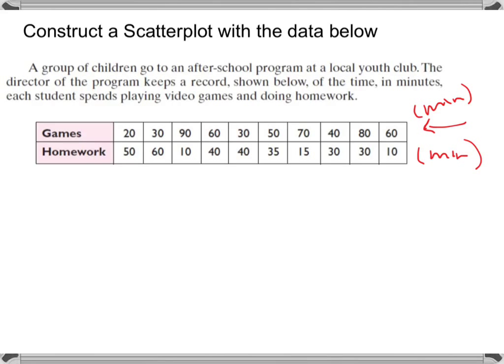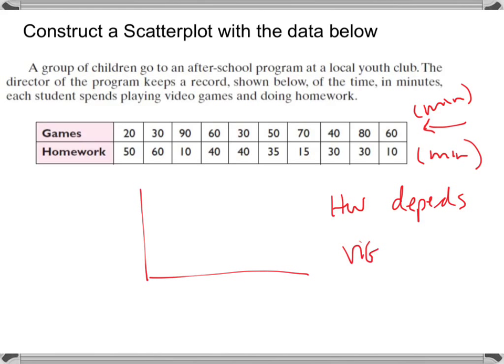So if you were asked to create a scatter plot, again, we want to figure out what's on the x and the y axis. So let's say that you're just freely allowed to do whatever you want with your time. Then I would say that the amount of homework that gets done depends on the video games that the children play. Okay, so I'm going to assume that the video games are on the x-axis.